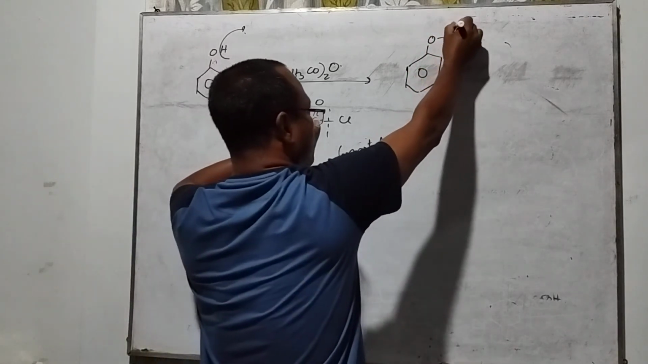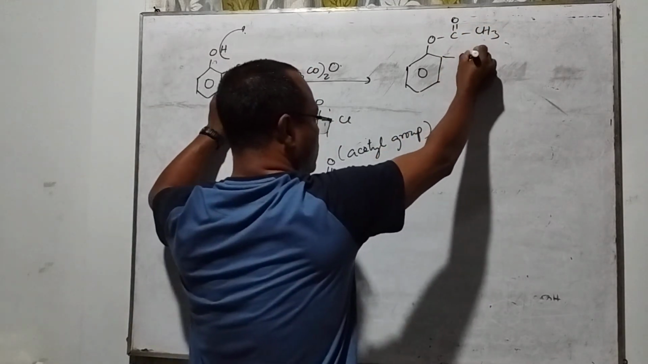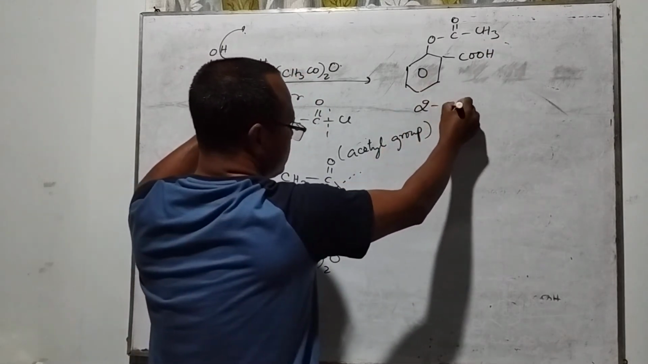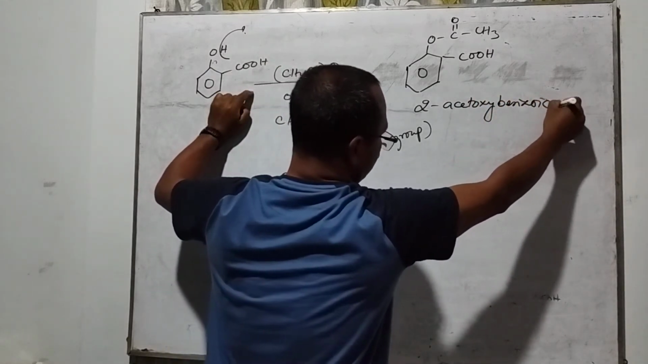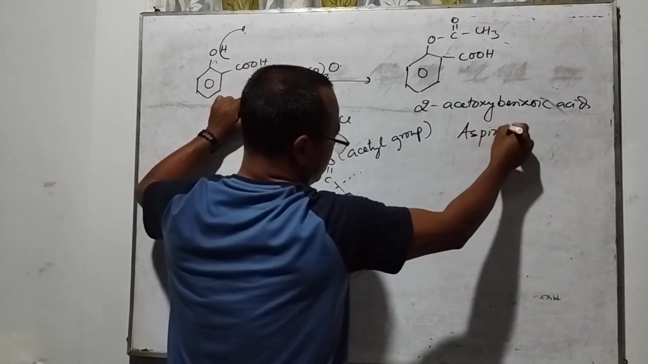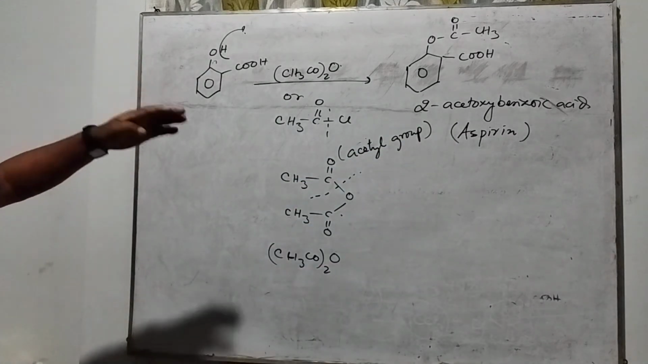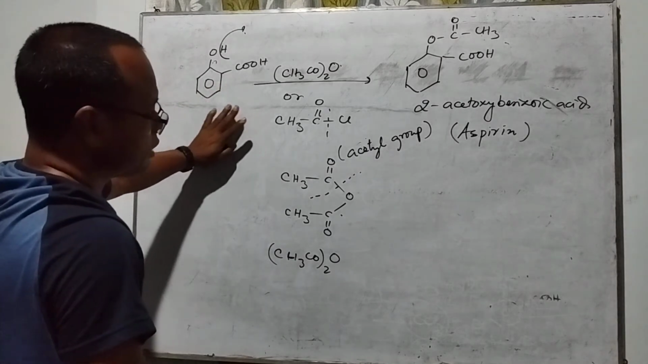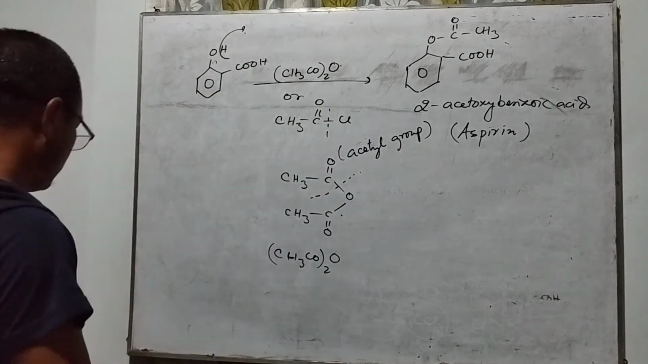So here carbon double bond oxygen, and it is formed like this, and nothing changed in the carboxylic acid group. So this compound we call 2-acetoxybenzoic acid. What is the commercial name of our compound? That is aspirin. So this is the most important reaction: how aspirin can be prepared from our salicylic acid, right? So what is the type of reaction? That is the acetylation of salicylic acid to form aspirin.